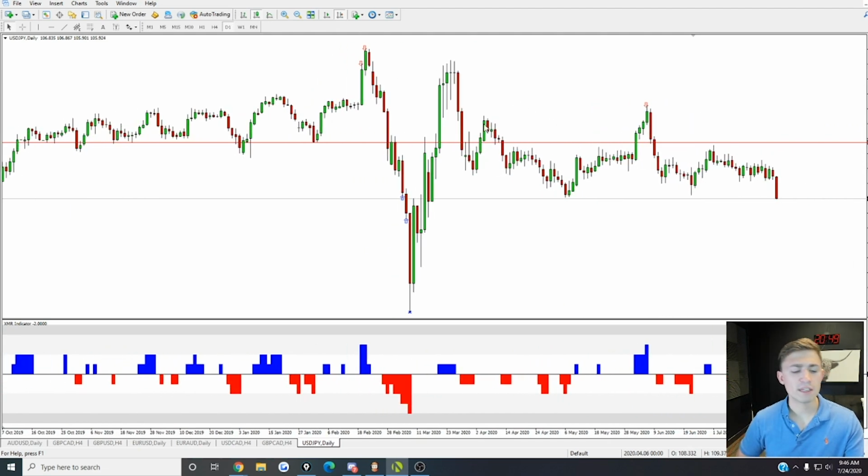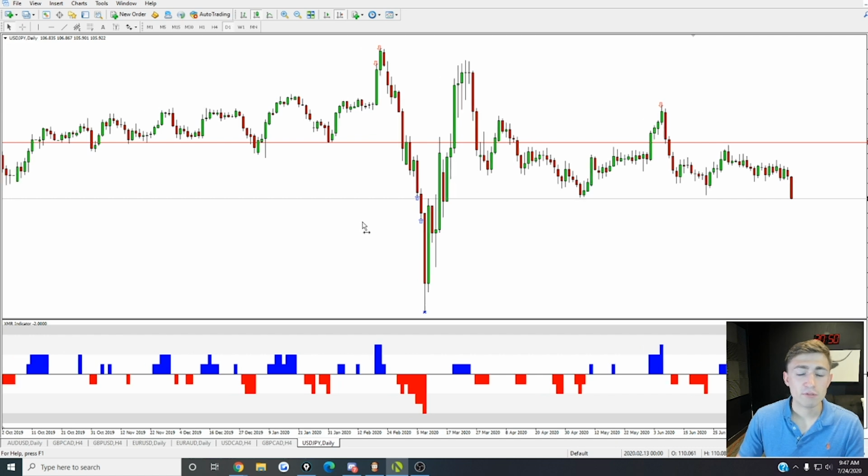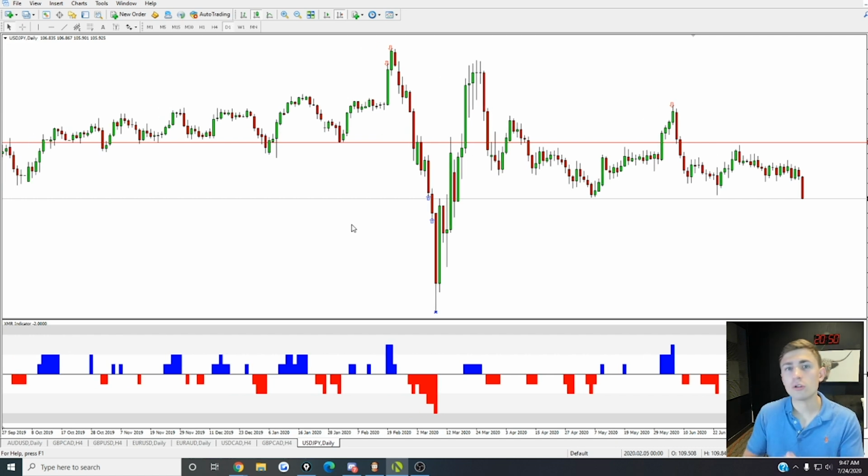We may be converting it to TradingView or other things at a later date, but for those of you guys who are using MetaTrader 4, this is the right tool for you if you like looking for potential overbought and oversold statuses.